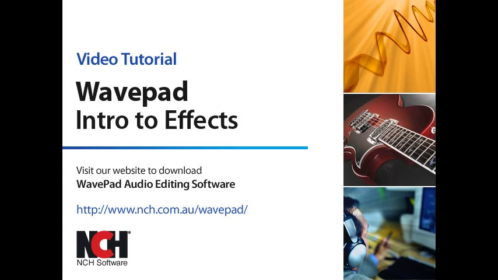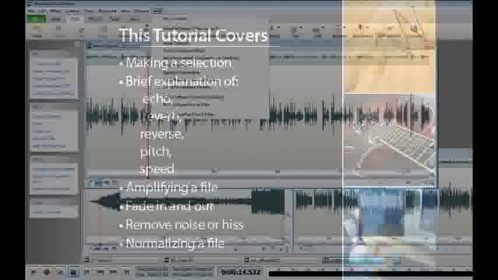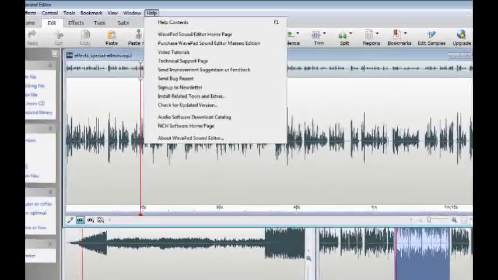To download and install WavePad, go to the address you see on your screen. This video covers sound effects, pitch and speed, amplifying a file, fading in and out, removing noise, and normalizing a file. Be sure to watch our other WavePad tutorials for overviews of the program and basic editing, or read the help manual for explanations of additional features. You can access the help manual and more video tutorials from the help menu in the WavePad program.